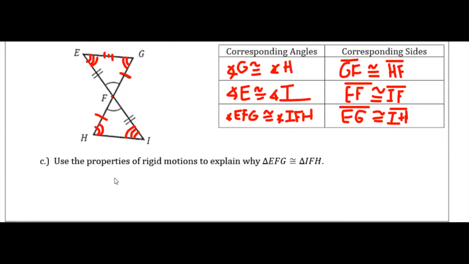Next, just move this down here. Use the properties of rigid motions to explain why triangle EFG is congruent to IFH. Well, how do we know those triangles are congruent? Remember, anytime you have a rigid motion, it means you have congruent figures. So what's the rigid motion here? We want to be specific and just state what rigid motion it is. Well, it was a rotation, right? Well, because it's a rotation, how do we know that those triangles are congruent? Because rotations preserve two things that we've already said: the corresponding angles are congruent, the corresponding sides are congruent. So it's because rotations preserve distance and angle measure.